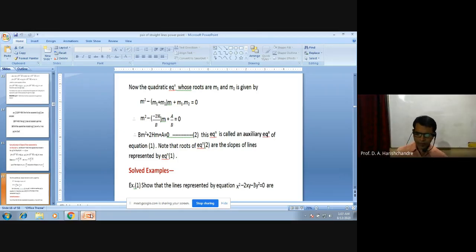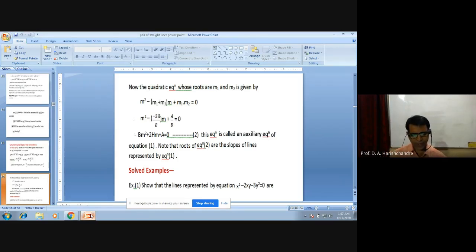In place of the roots alpha and beta, here we are going to assume the roots of the quadratic equation are m1 and m2. And let us assume the variable of the quadratic equation as m. So the formula for the quadratic equation whose roots are m1 and m2 is given by m square minus (m1 plus m2) into m plus m1 into m2 is equal to 0. Now in this formula, replace the value of m1 plus m2 as minus twice h upon b and m1 into m2 as a upon b.